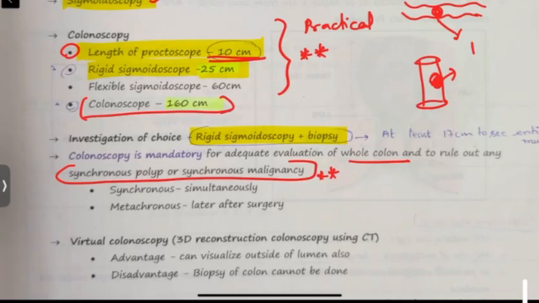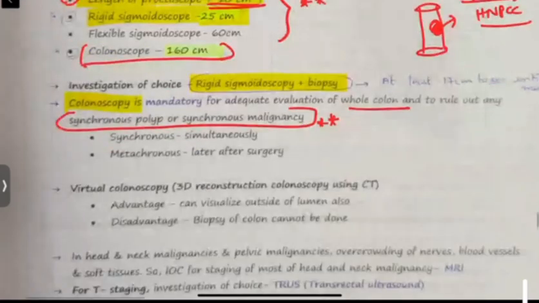Suppose for example in case of FAP or HNPCC there will be multiple polyps. So these polyps can be missed, and in this condition, just taking a biopsy and treating rectal cancer isn't sufficient. We have to find out the actual cause, and for that reason, even after doing rigid sigmoidoscopy and biopsy, colonoscopy should be done mandatorily. Okay.